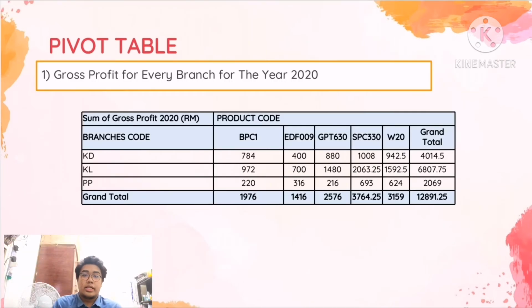Pivot table, pivot chart, and slicers. The first pivot table that we make is gross profit for every branch for the year 2020. According to the table, the grand total of gross profit for every branch throughout the year 2020 is 12,891 ringgit and 25 cents.